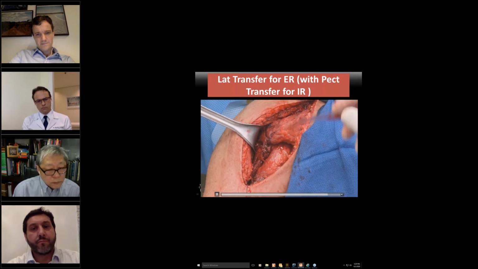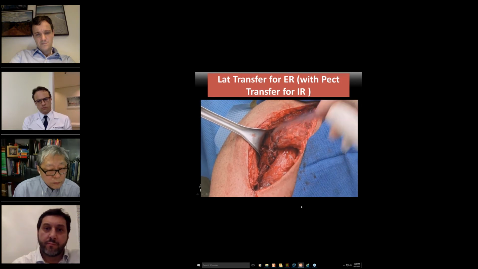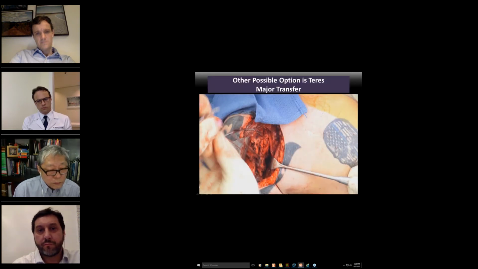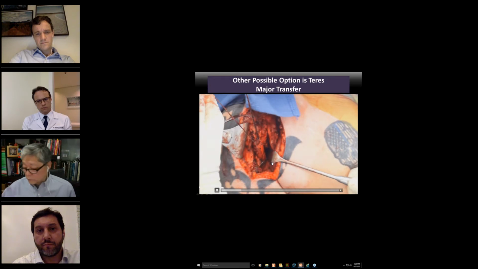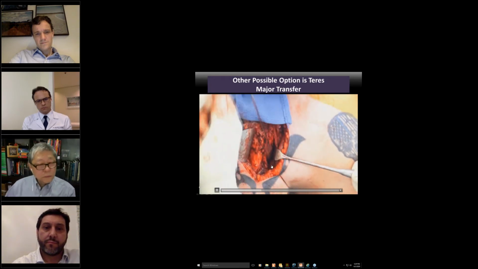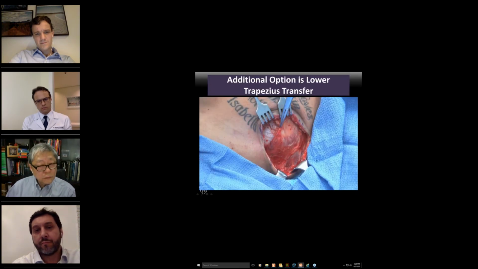you can see how it looks. And the patient all in all did very well. Still, his internal rotation was not the best. Teres major is a possibility if you don't have latissimus, but I don't do L'Episcopo myself.